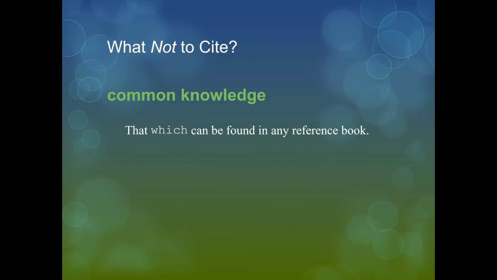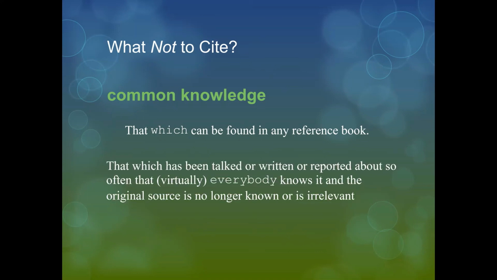Okay, so common knowledge would be something like Adam Lanza is the person who murdered 20 people at Sandy Hook Elementary School in Connecticut, among them little children and their teachers. All right, I don't need to cite any source for that information because even if you didn't know it, it's common knowledge. All right, which brings me to the next definition.